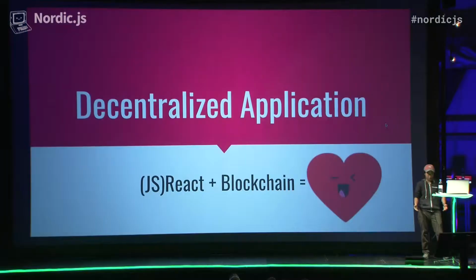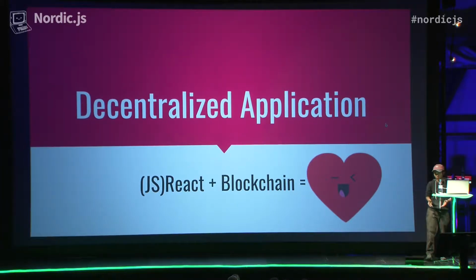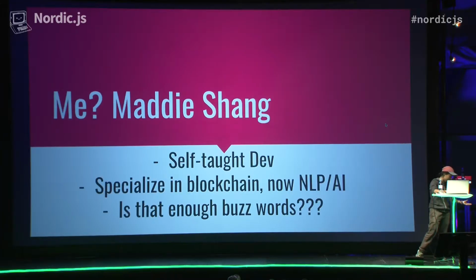So D apps are decentralized applications, and typically it has a JavaScript front end, and the back end is the Ethereum virtual machine, and that is essentially the blockchain. Because the two languages are actually very similar, they work together very nicely, which is why you see this explosion of ICOs, D apps, and so on. So we're going to learn how to do that today.